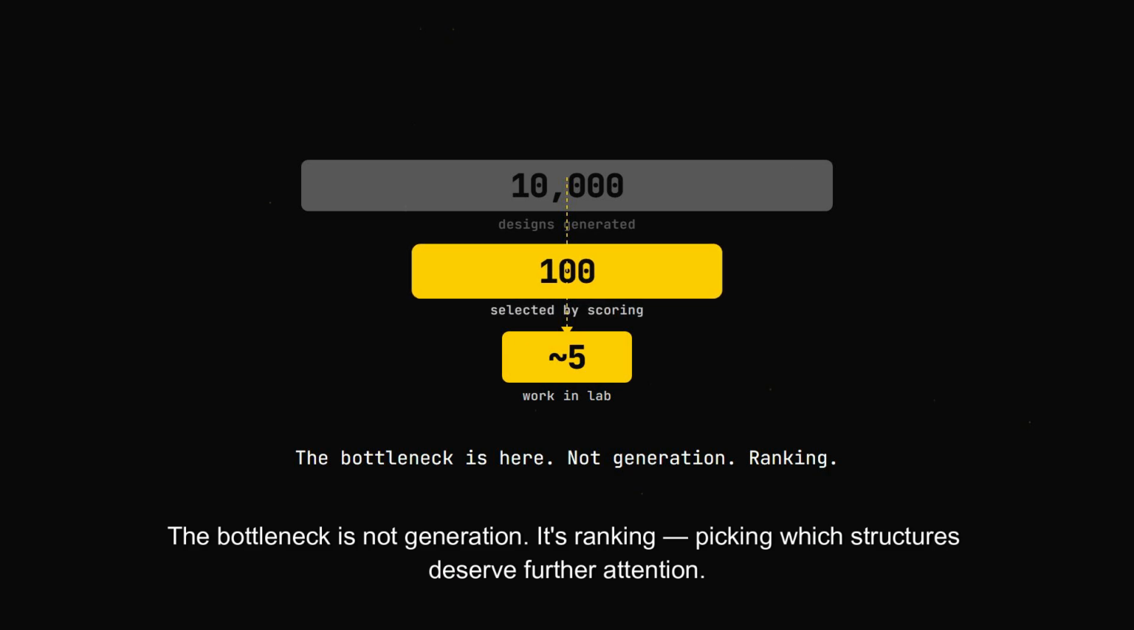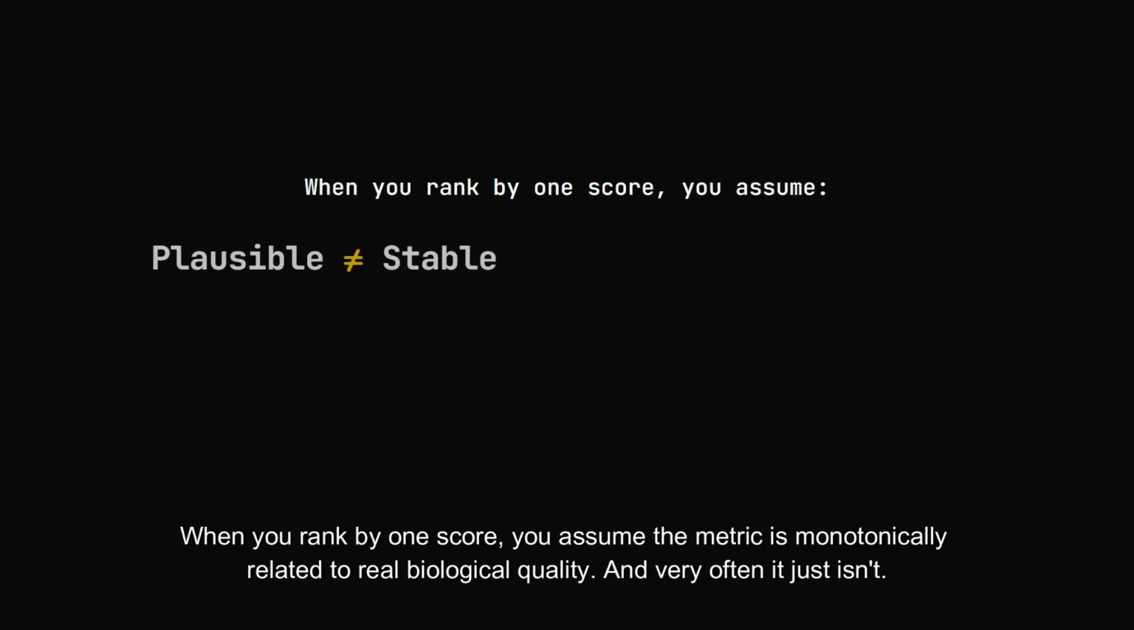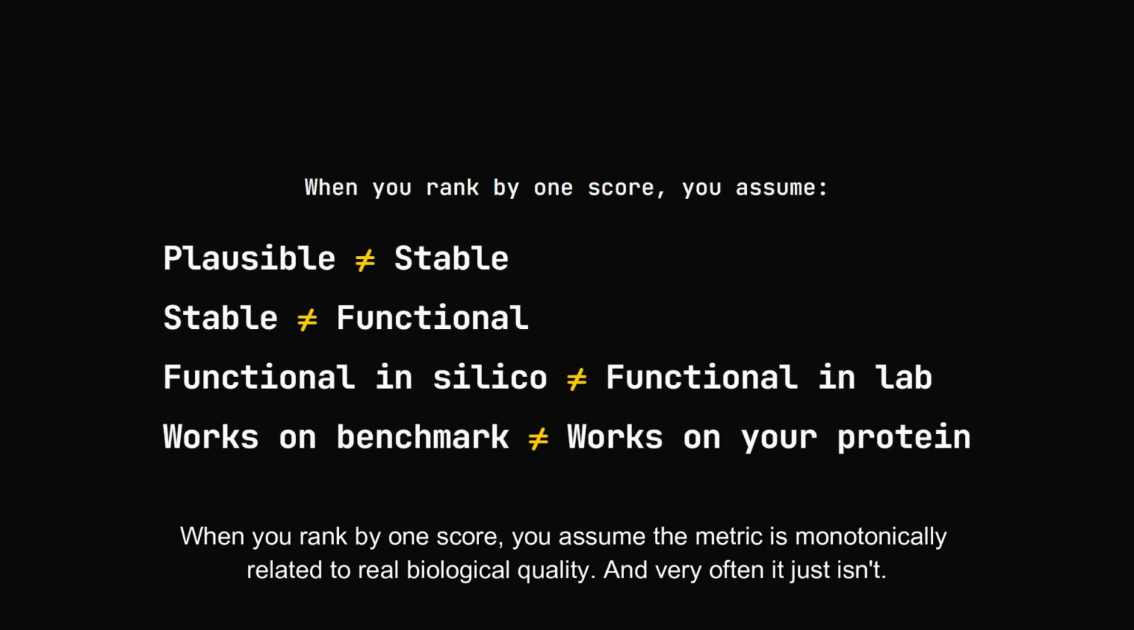When you rank structures by one score, energy, sequence likelihood, predicted confidence, anything, you are making a strong assumption that this metric is monotonically related to a real biological quality. And very often it just isn't. Plausible doesn't mean stable. Stable doesn't mean functional. Functional in a simulation doesn't mean functional in a lab. And working on a benchmark doesn't mean working on the actual protein you care about.